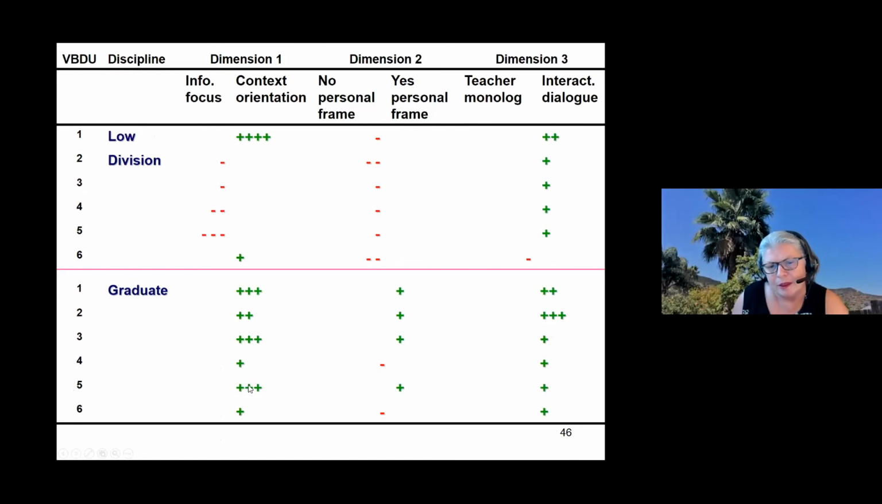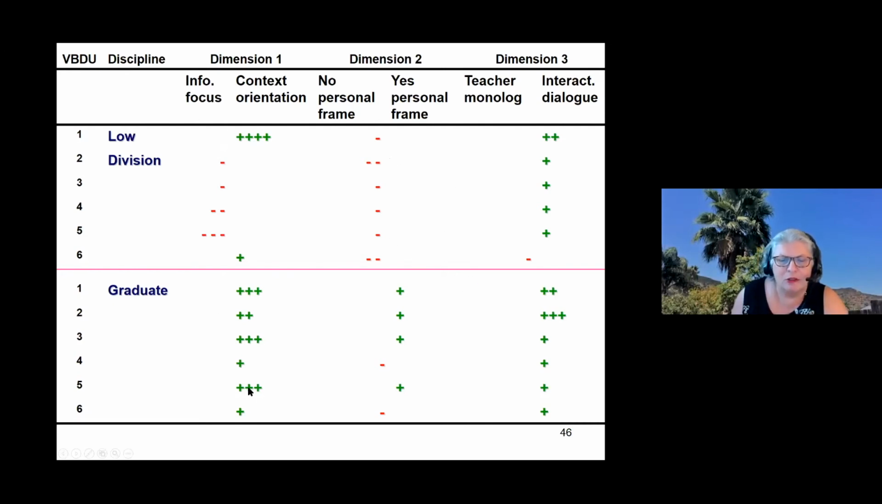By the way, if the unit is very contextually oriented, it gets 4 or 5 of these plus signs. If it's very informationally oriented, it gets 3. And so there's a degree to which these units are more or less informationally focused or contextually oriented. So that just shows by how many of those signs they get.